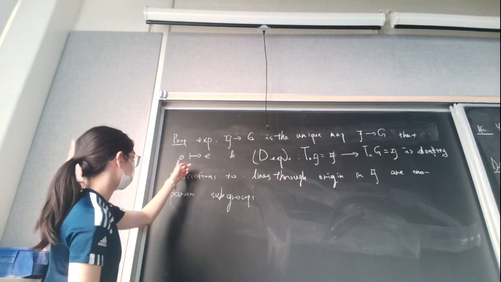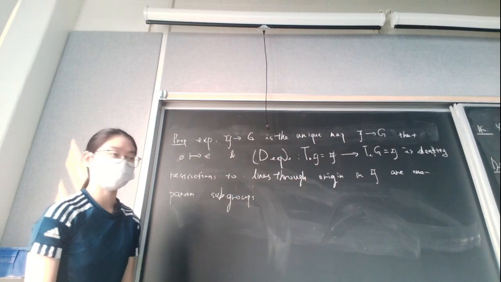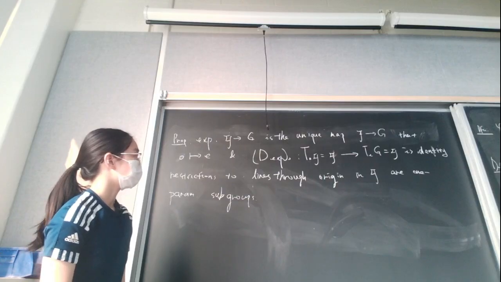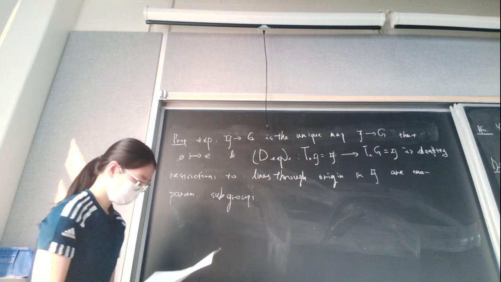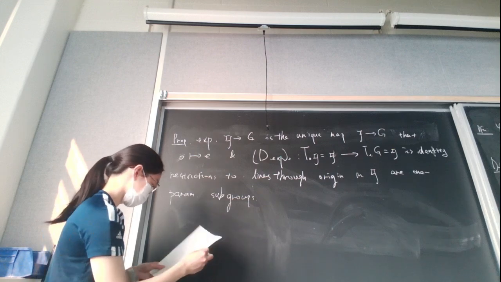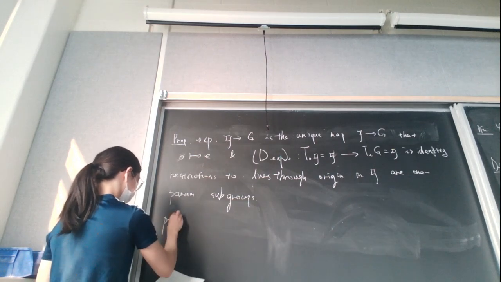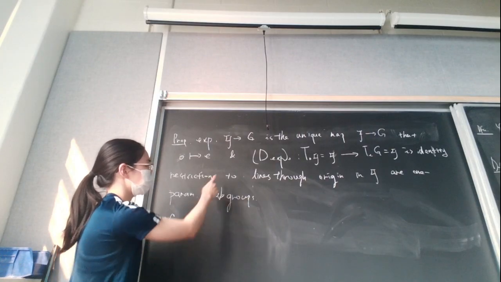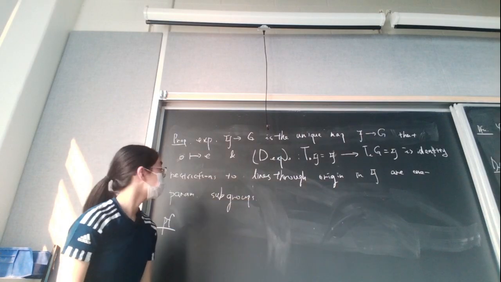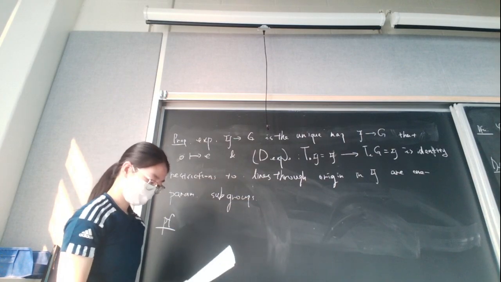Let's start with the most obvious one. 0 gets sent to E. That's pretty obvious. The next one: let's show that the differential at 0 is the identity.